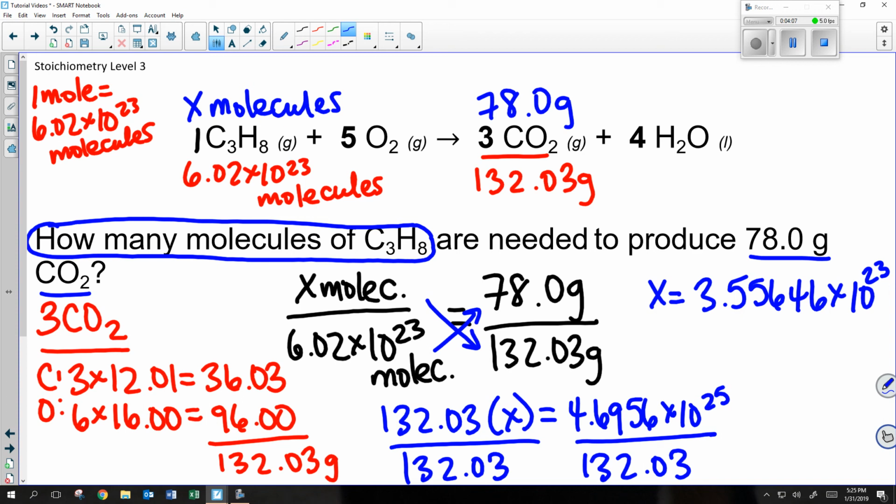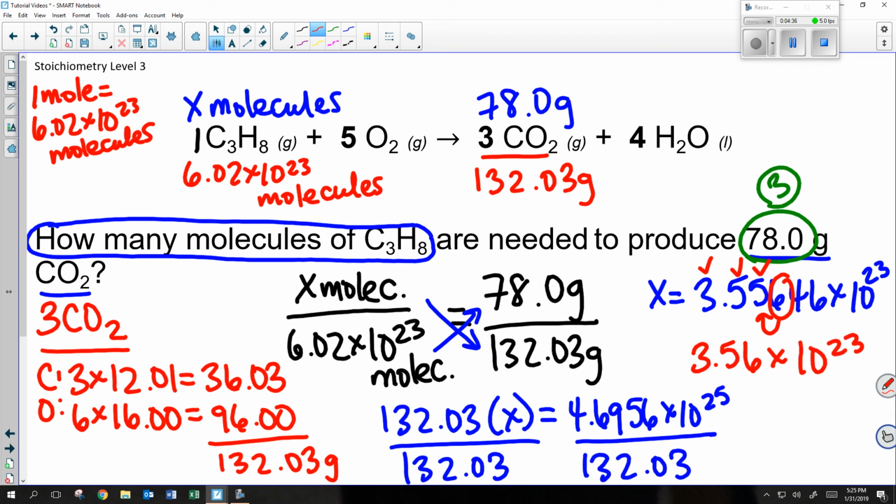When I check my number of sig figs needed in my answer, I look at my original value given in the problem. This 78.0 has 3 significant figures, so I want my answer to have 3 significant figures. 1, 2, 3. This 6 rounds that 5 up to a 6. And my final answer becomes 3.56 times 10 to the 23rd.